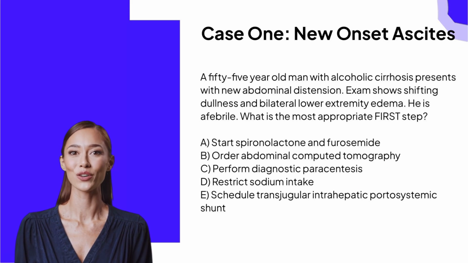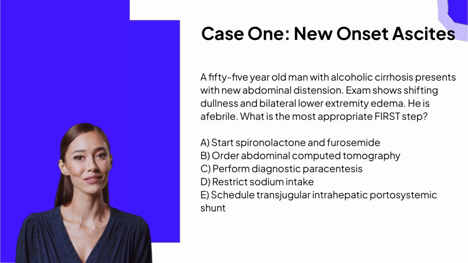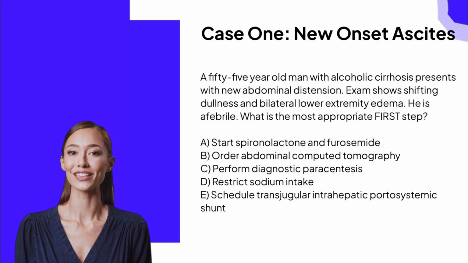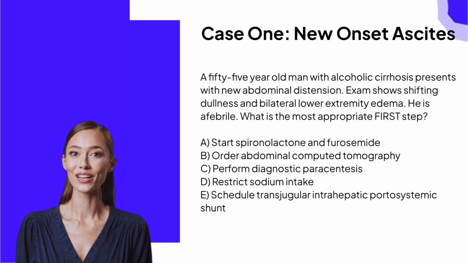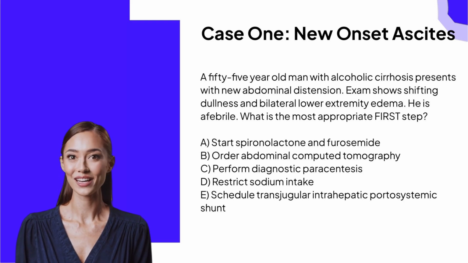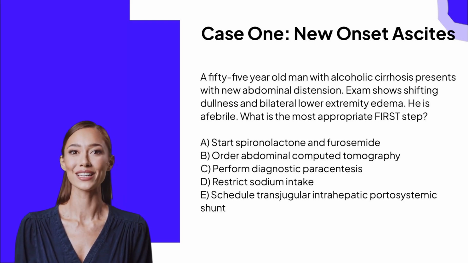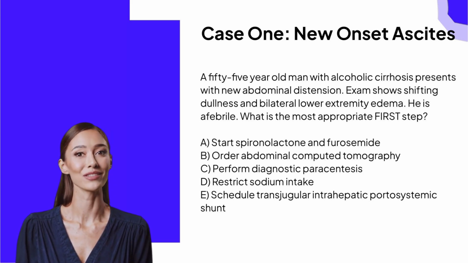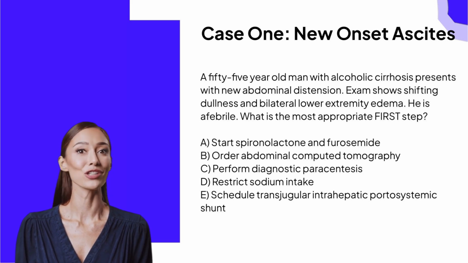A 55-year-old man with alcoholic cirrhosis has new abdominal distension, shifting dullness, bilateral leg edema, and is afebrile. What is the first step? Read the choices carefully. A is start diuretics. B is get a computed tomography scan. C is diagnostic paracentesis. D is sodium restriction. E is schedule a transjugular intrahepatic portosystemic shunt. Take a moment to think about this before I reveal the answer.